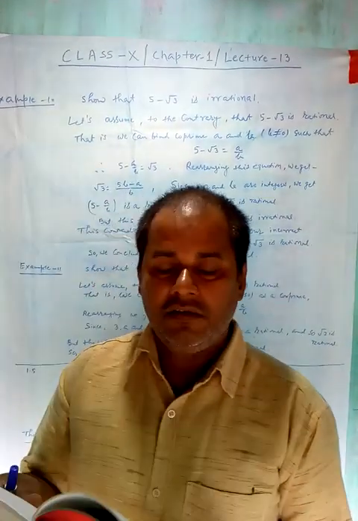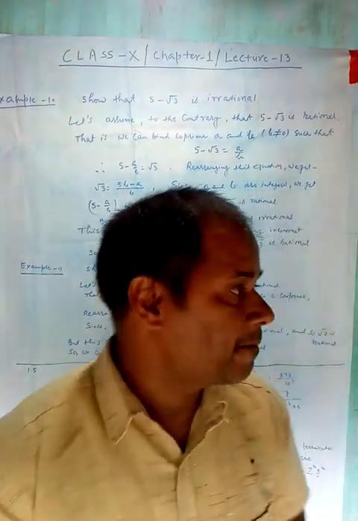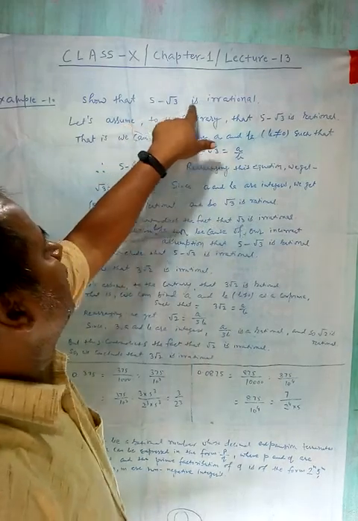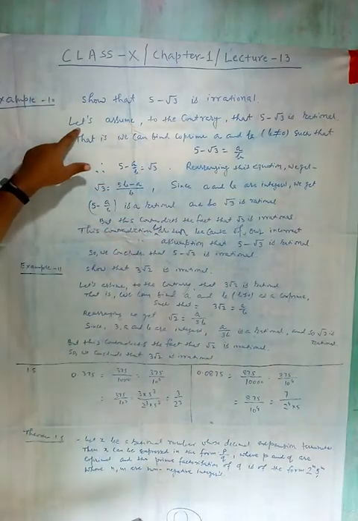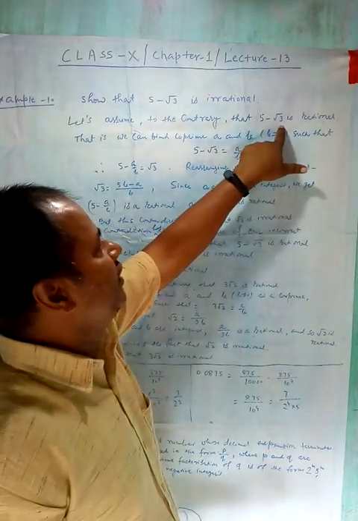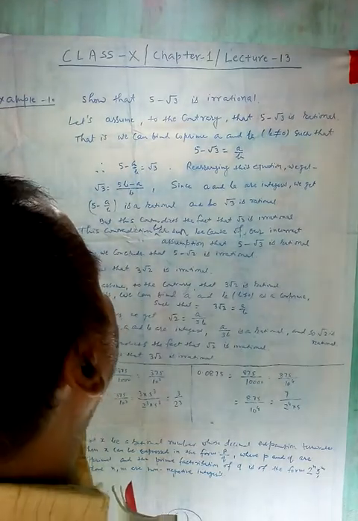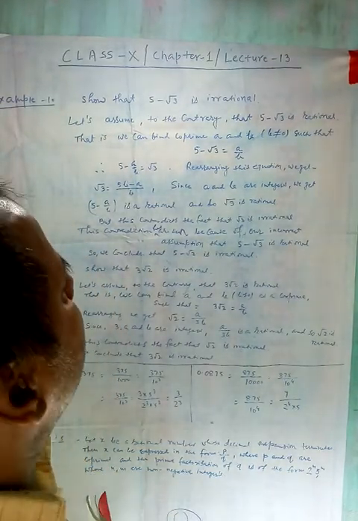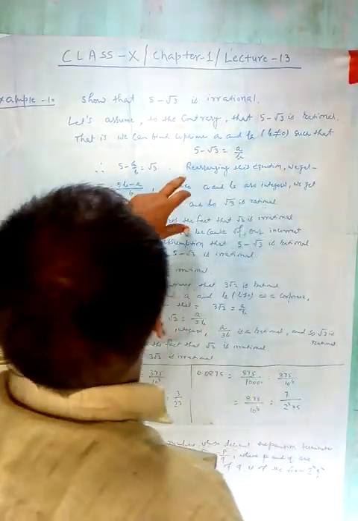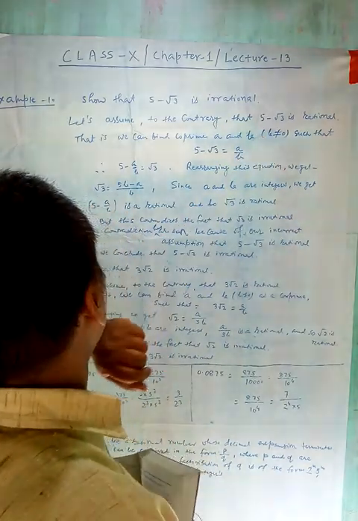Example number 10. Prove that 5 minus root 3 is irrational. Let us assume to the contrary that 5 minus root 3 is rational. That is, we can find co-prime a and b, where b is not equal to 0, such that 5 minus root 3 is equal to a by b.